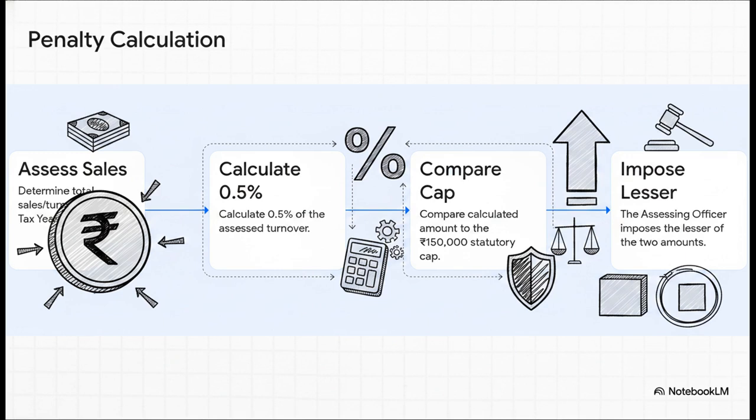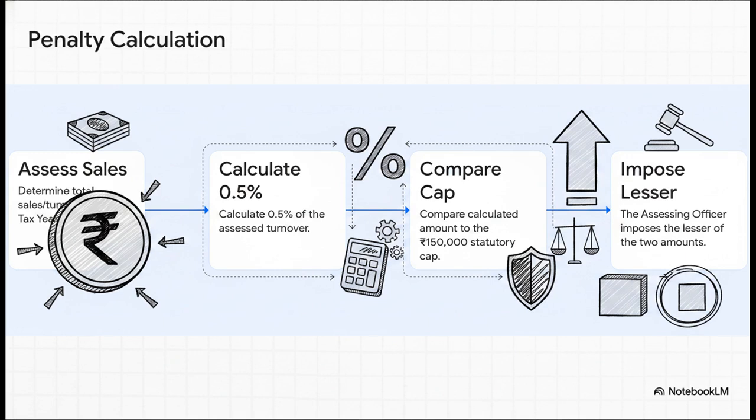Step 1. You assess the total sales or turnover for the tax year. Let's say our hypothetical business has a turnover of 4 crores. Step 2, calculate 0.5% of that turnover. For 4 crores, that yields 200,000 rupees. Step 3, compare that calculated amount to the statutory cap of 150,000.